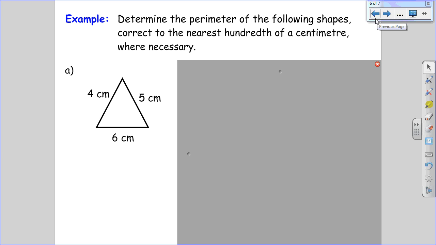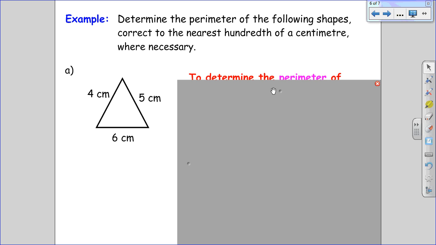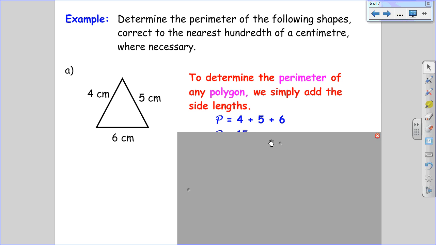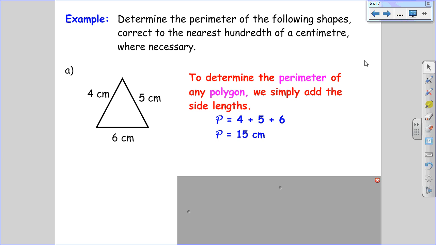So to determine the perimeter of the following shapes, correct to the nearest hundredth of a centimeter where necessary. Have a look at this one. This one's pretty straightforward. If we add up all the side lengths, we have a 4 centimeter side length, a 5 centimeter side length, and a 6 centimeter side length. And we don't write the units in the equation where we do P equals 4 plus 5 plus 6, but we do write it in the final answer. So the perimeter of this shape was 15 centimeters.